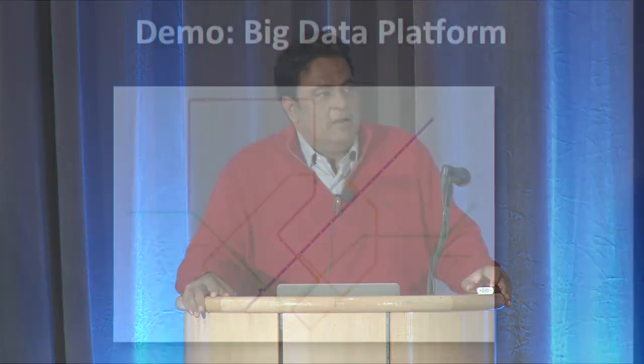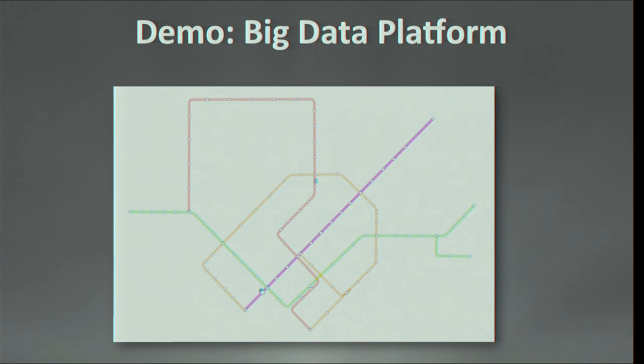So I'm going to give you a demo, but before I do that, let me situate this. What data we have is the tap-in, tap-out data from a metro system. That's one of the two demos. The second demo is a New York City taxi. They've released the taxi data, and I'm going to show you a demo of that too.